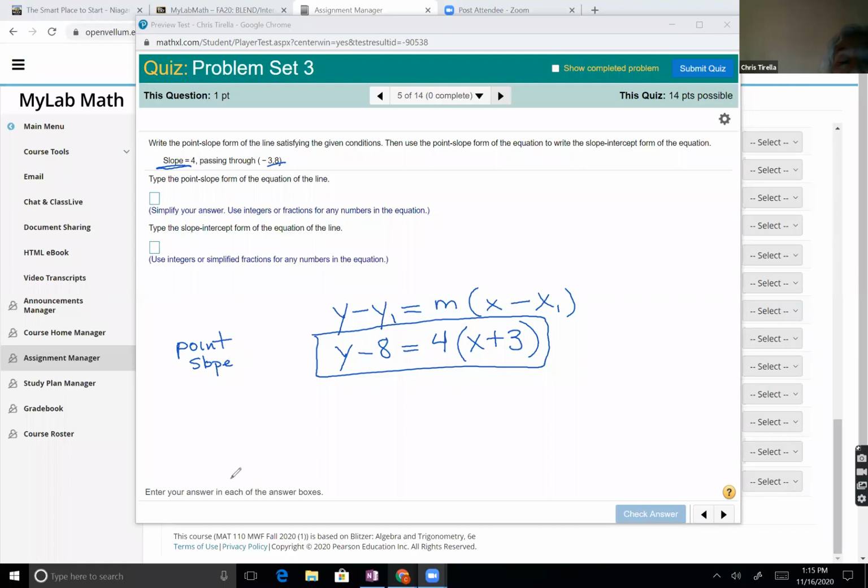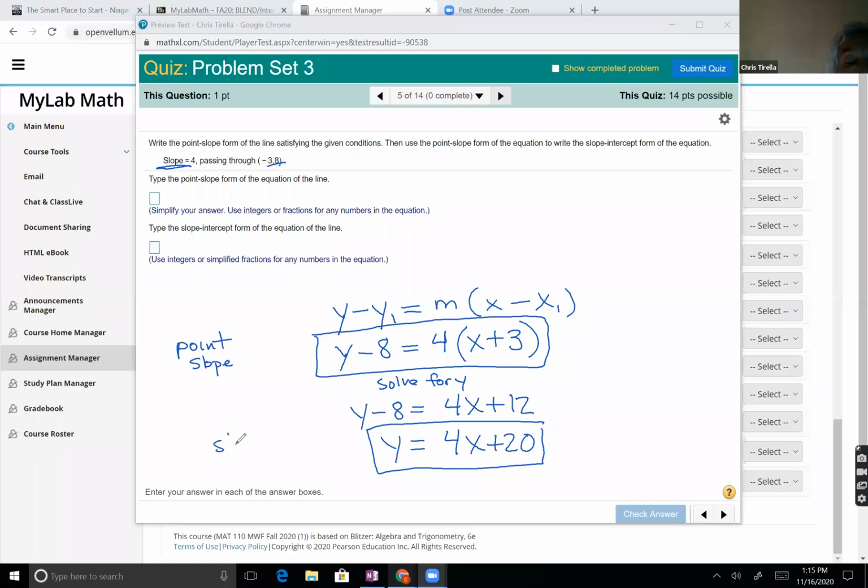And then to put it into slope intercept form, we're going to solve for y. So we get y minus 8 equals, distributing, 4x plus 12. And then adding 8 to both sides, I'd get y equals 4x plus 20. And so that's my slope intercept form.